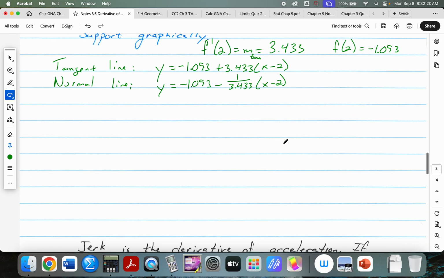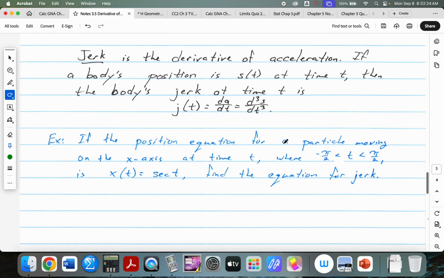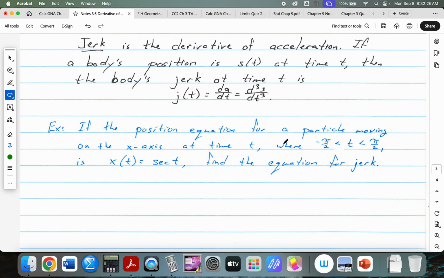And I think mostly just because it's fun, jerk is the derivative of acceleration. Is that a new term to you? Have you ever talked about that in physics? Okay. Yeah, when you have a sudden change in acceleration, you feel that as jerk. So it's the third derivative of the position function.